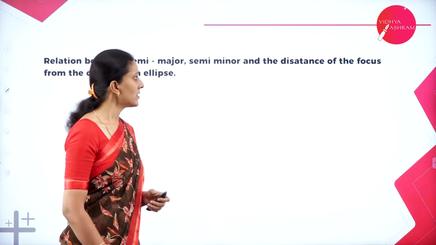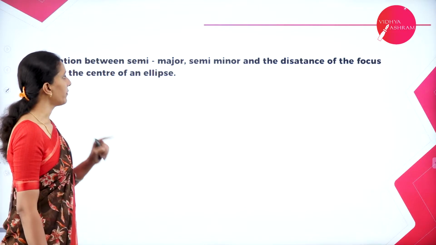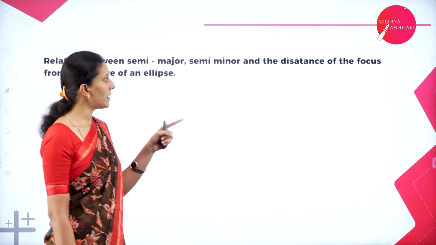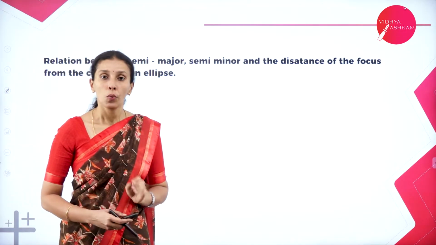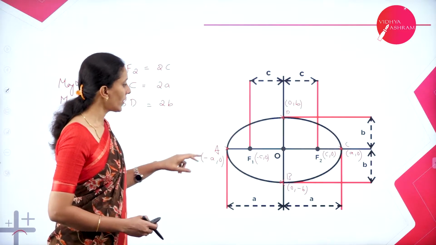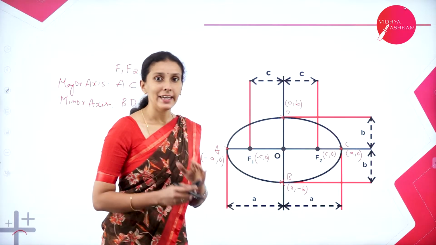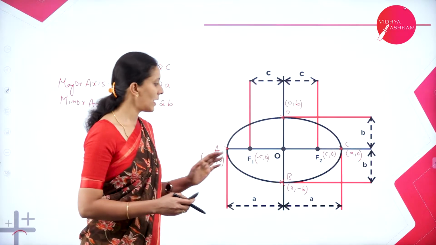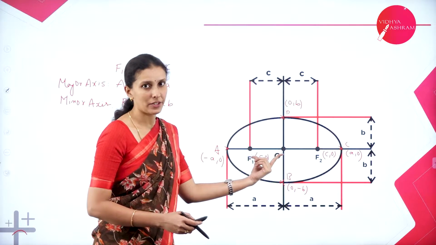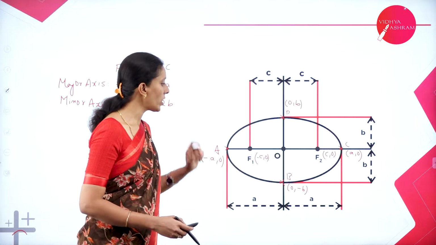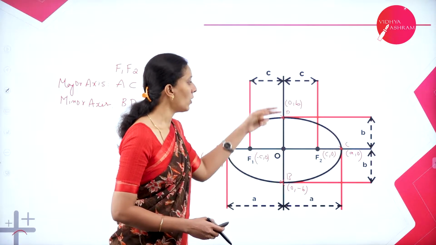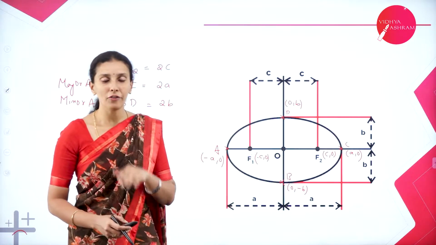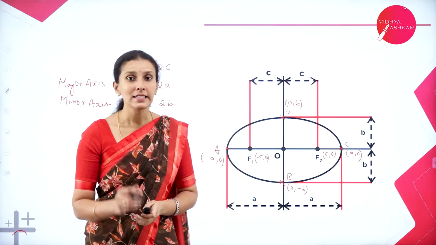Next, we will study the relation between the semi-major, semi-minor and distance of the focus from the center of an ellipse. What do you mean by semi-major? Here, from A to C, it is called the major axis. Semi-major means half of the major axis, that is, OA or OC. Similarly, semi-minor means OD or OB, that is half of the minor axis.